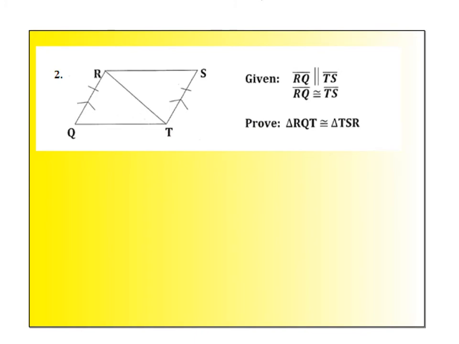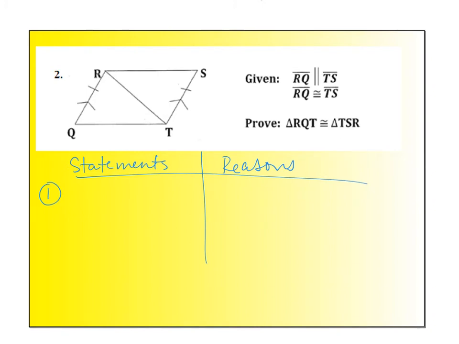All right, number two. So we're going to start by making our two columns. Remember, it's statements and reasons. So I go statements, reasons. Number one, always start with the given information. So copy down exactly the information you're given. So segment RQ is parallel to segment TS. Segment RQ is congruent to segment TS. The reason I know for a fact that that is true is because it was given to me.